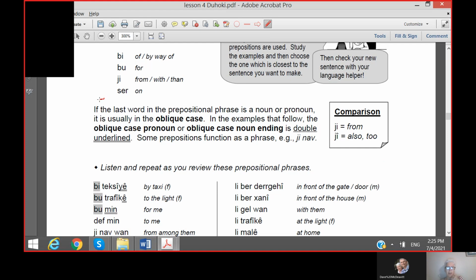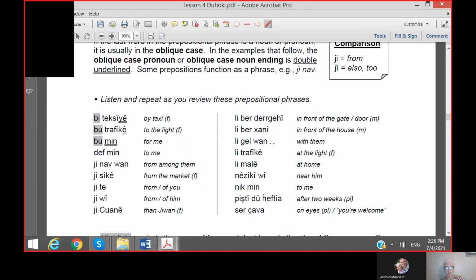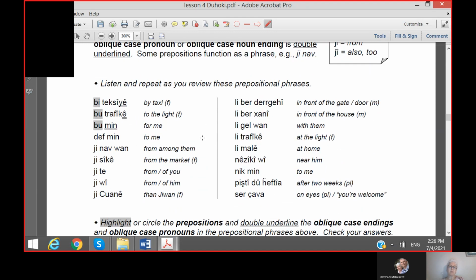All right. If the last word in your prepositional phrase is a noun or a pronoun, it's usually in the oblique case. In the examples that follow, the oblique case pronoun or noun ending is double underlined. Note that some prepositions function as a phrase. For example, znov. They're written as two separate words, but it's a preposition in English. Okay, so let's look at these prepositional phrases.